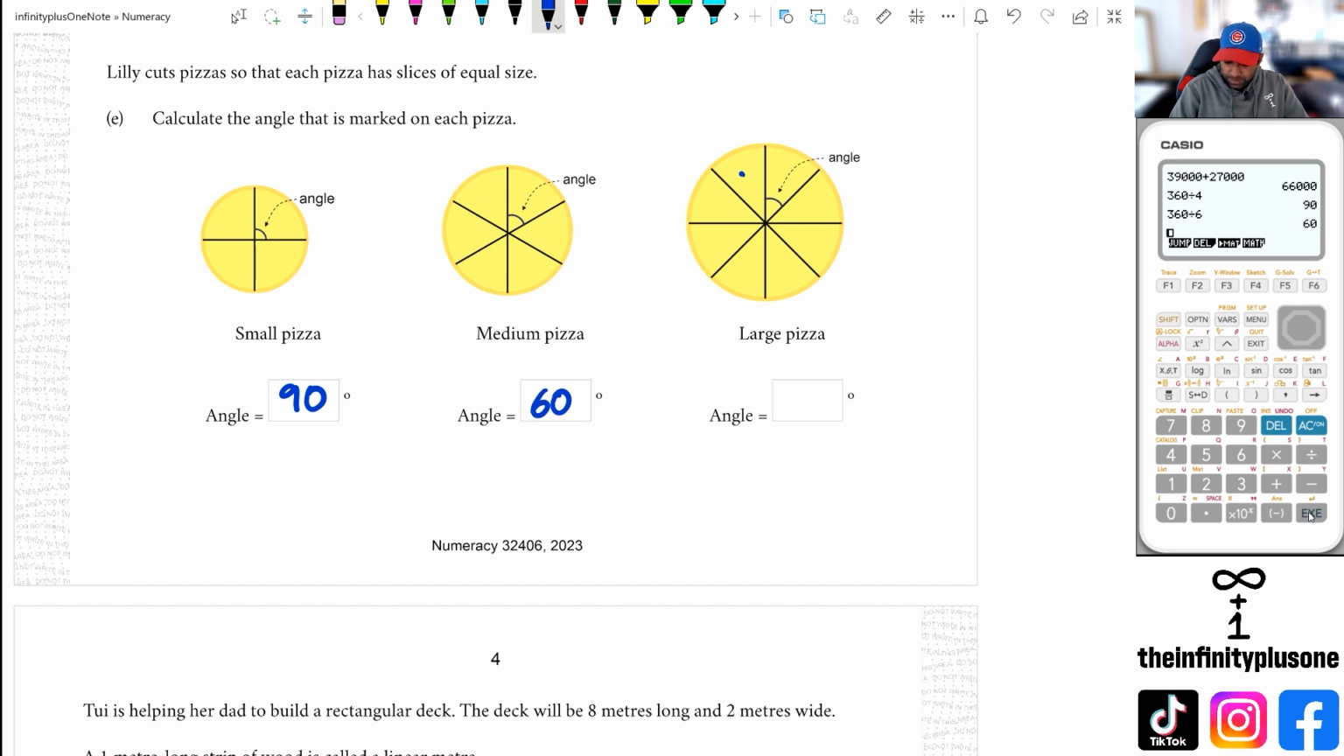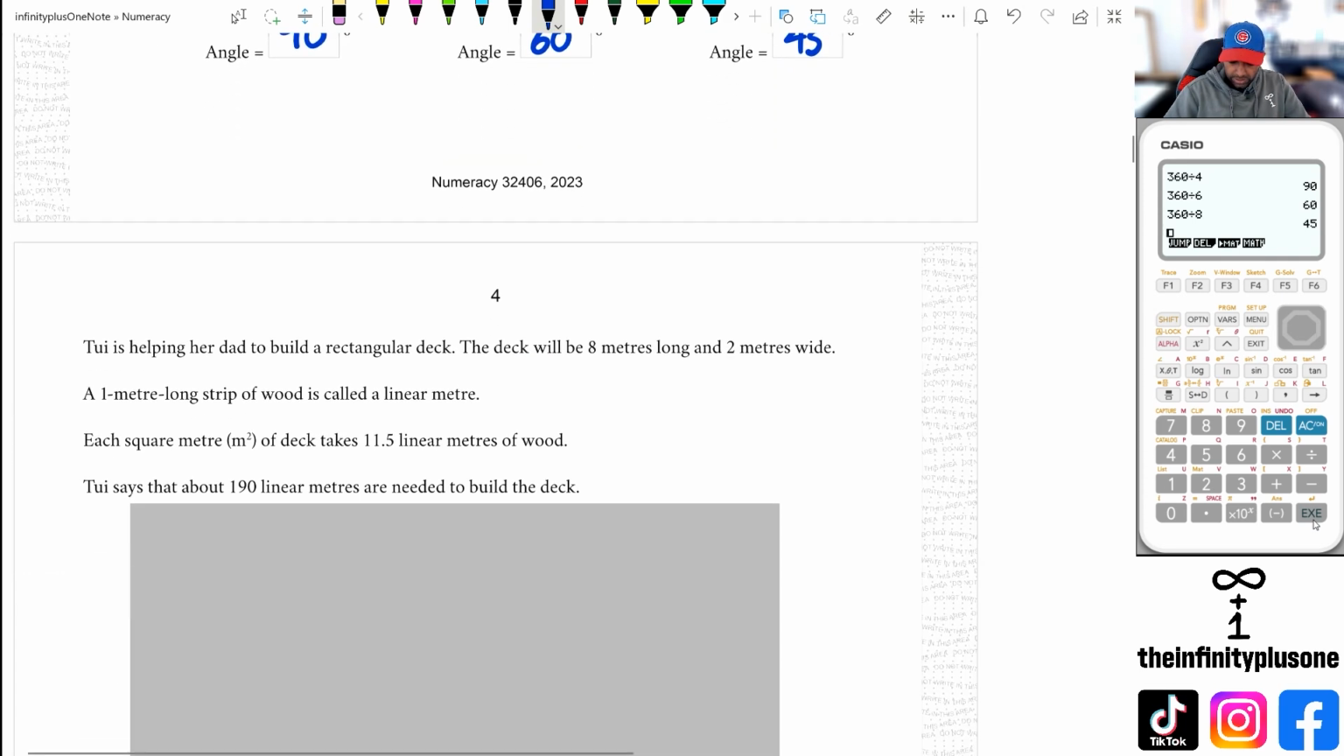And finally, the large pizza, 1, 2, 3, 4, 5, 6, 7, 8. 8 pieces. So I'm going to do 360 and divide it by 8. Oh, what have I done? Okay, now I see what I did. 360 divided by 8 is going to give me 45 degrees. And for this particular question, you actually need to get at least 2 of these numbers correct to get this question correct. All right, next one.